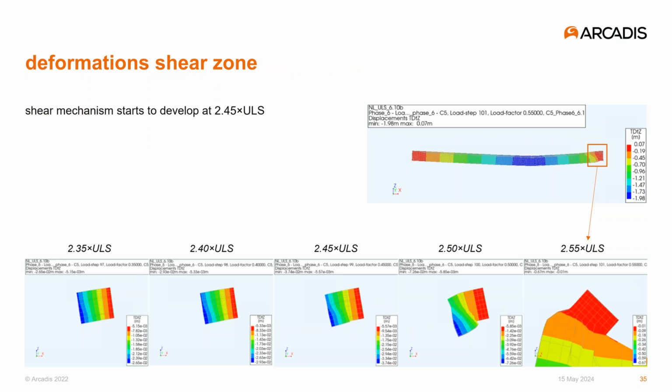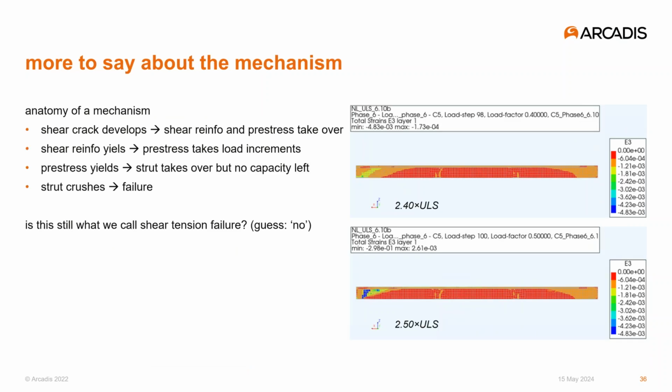That the failure mechanism is definitely shear is clearly shown with this series of deformed plots from the zone close to the support. As soon as the pre-stress yields at 2.45 times ultimate limit state, a small kink is seen in the bottom face of the girder, just next to the supported face. In only 2 steps, this small kink becomes a complete offset, indicating that the girder displaces independent from the support. Based on these deformations, I think there's more to say about the mechanism though. And let's have a look at the compressive strut.